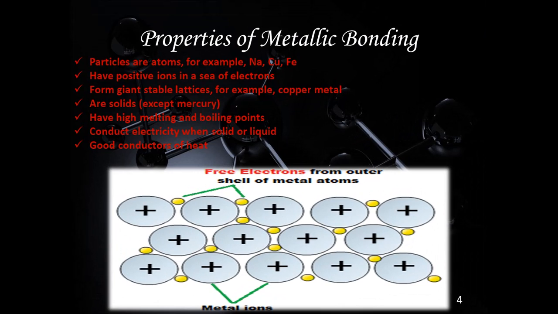Now, properties of metallic bonding. The particles are atoms, for example sodium, copper, iron, all examples of metals, with positive ions in a sea of electrons. As I said earlier, due to the sea of electrons, metals are good conductors of electricity, and they form giant stable lattices, for example copper metal. They are solid except mercury, have high melting and boiling points, and conduct electricity when solid or liquid. So this was all about metals.